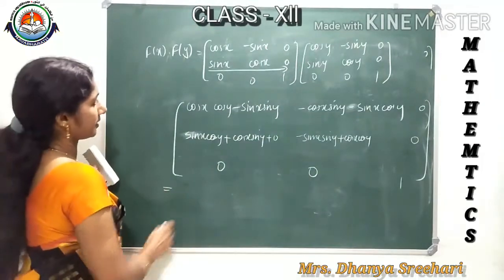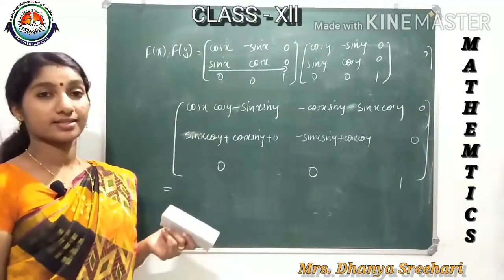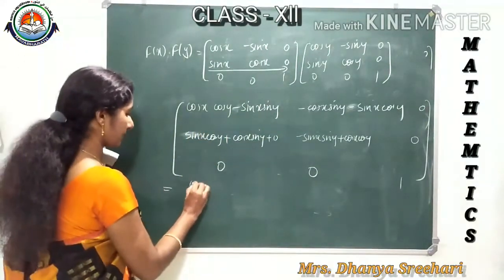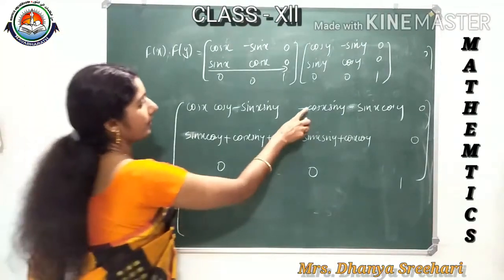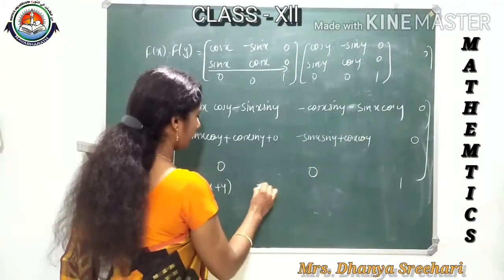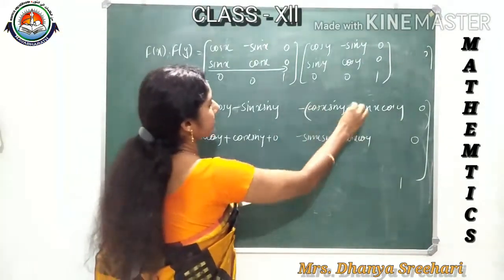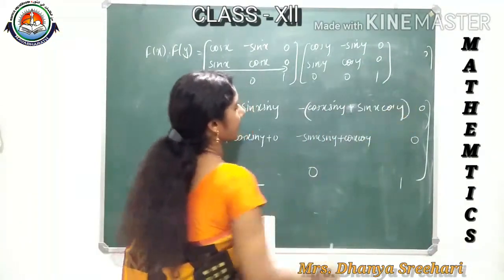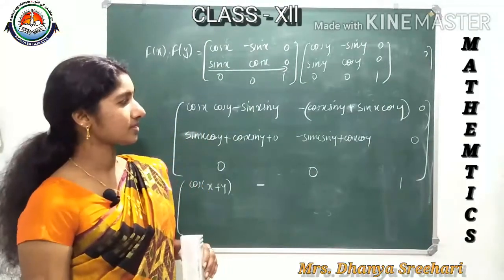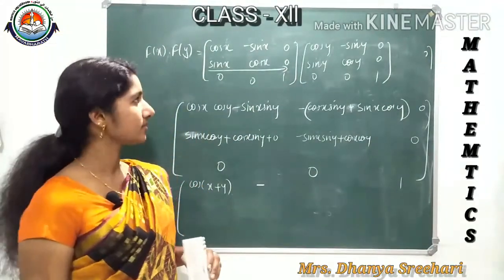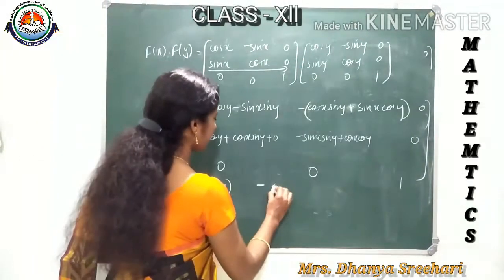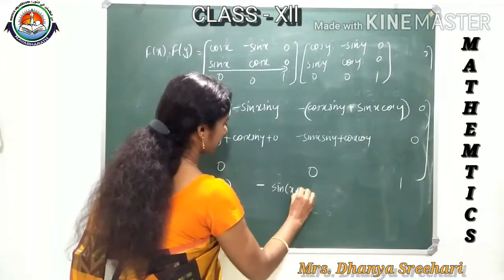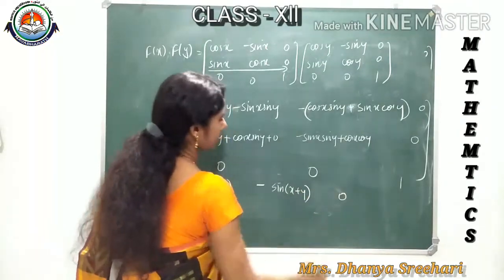Then finally we are getting, what is cos x cos y minus sin x sin y? Cos of x plus y. And minus we can take outside. So if you are taking minus outside, it will come like this: cos x sin y plus sin x cos y is sin of x plus y. So it is minus sin of x plus y, and the third element is 0.